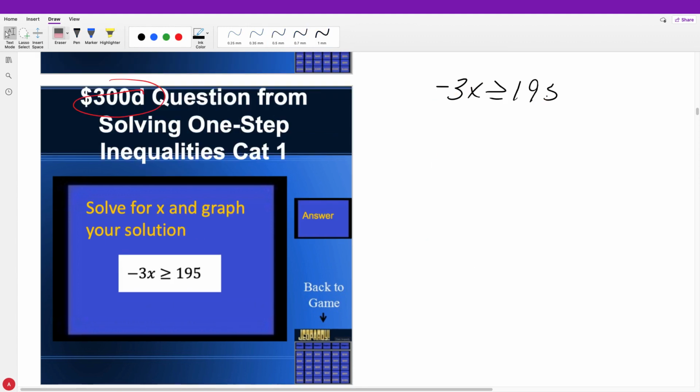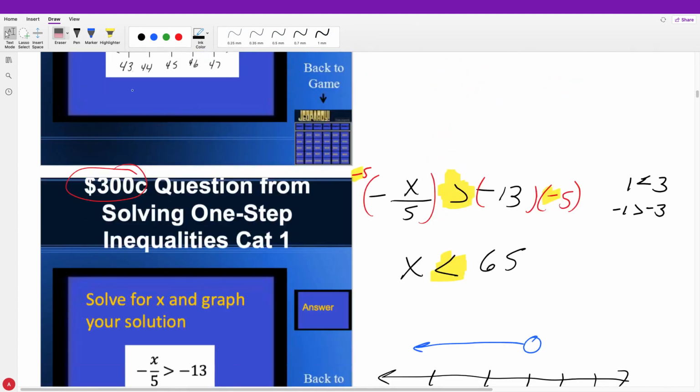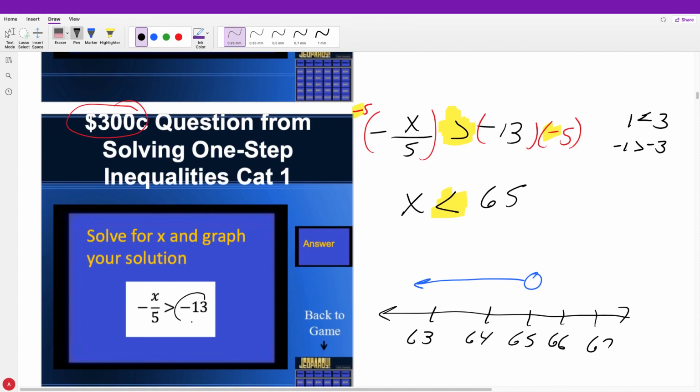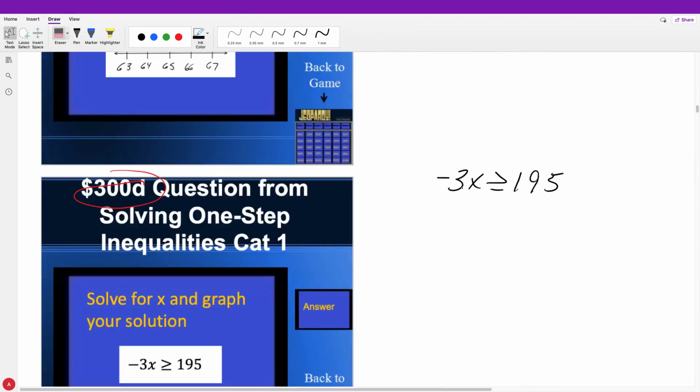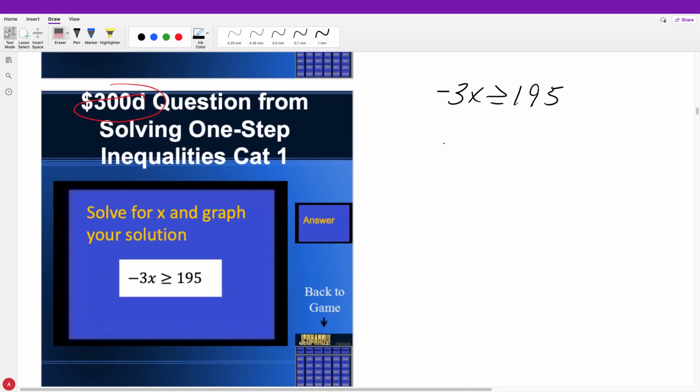All right, so then the next problem, it says negative 3x is greater than or equal to 195. So if you go back to this last problem, you saw that the number that we were multiplying into was a negative. And this one's positive. It doesn't matter the number that we multiply or divide into. It matters what we multiplied or divide by. So in this case here, since we're multiplying by negative 3, I'll divide each side by negative 3. And since I'm dividing both sides by a negative, I need to flip that inequality.